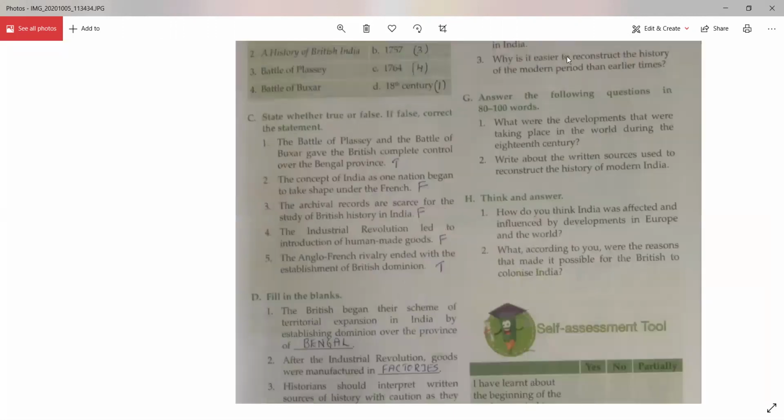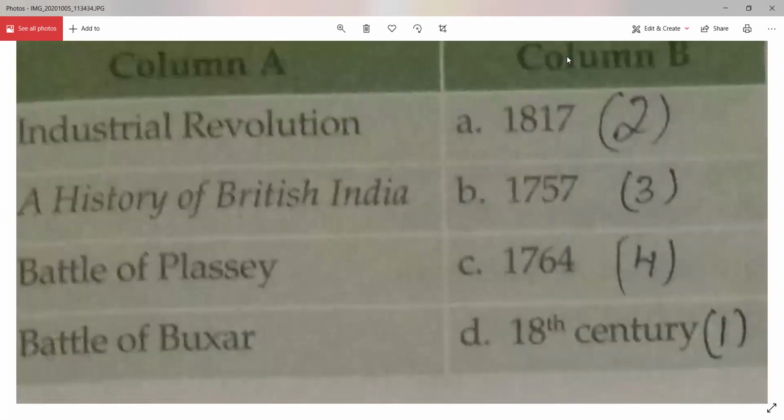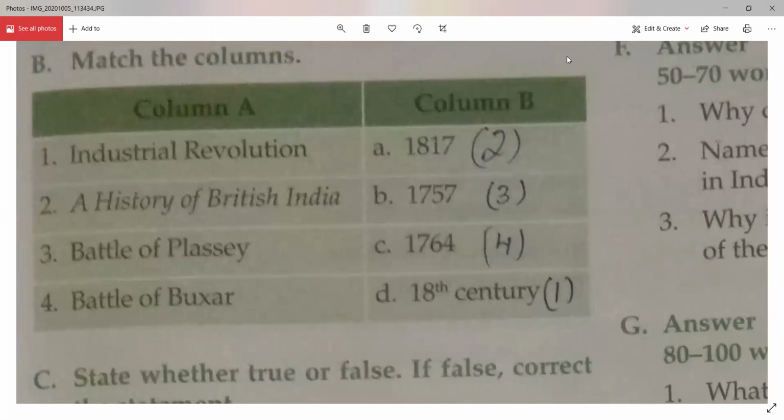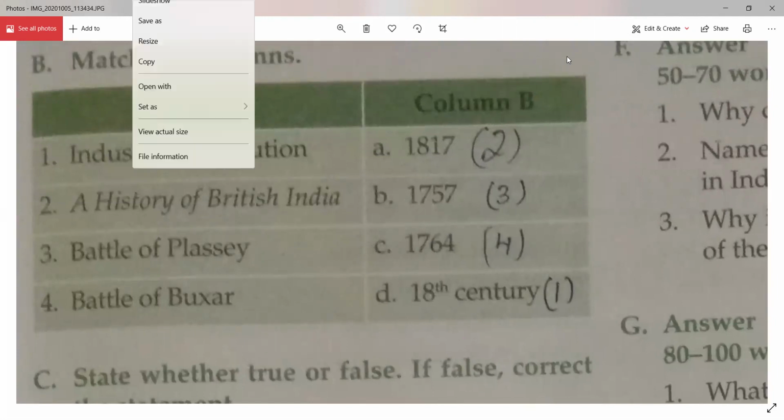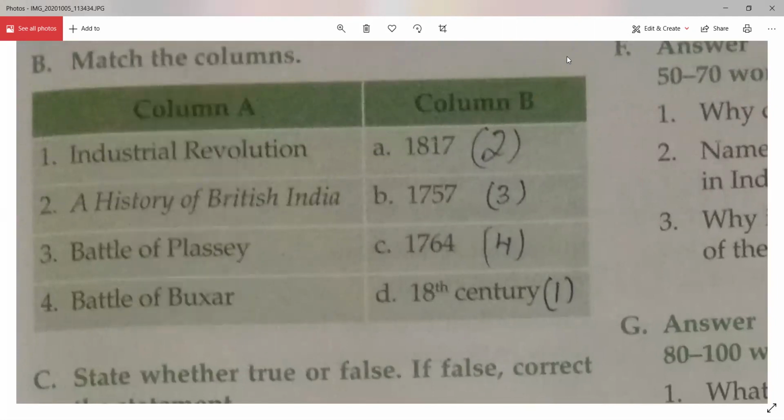Next, match the following. Industrial Revolution, option D, 18th century. A History of British India. It was a book, if you remember. It was written in 1817. The Battle of Plassey is in 1757 and the Battle of Buxar is in 1764. So in column B, the options are 2, 3, 4 and 1.